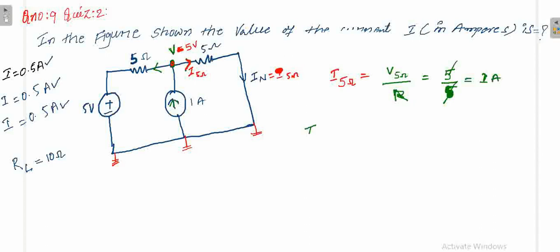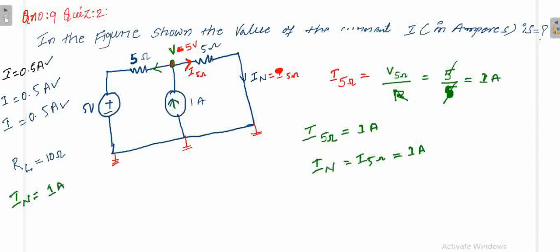Then I through 5 ohms is equal to how much value did you get? I through 5 ohms is equal to 1 ampere. This IN is nothing but I through 5 ohms, which is equal to 1 ampere. Here we got Norton's equivalent current IN is equal to 1 ampere.